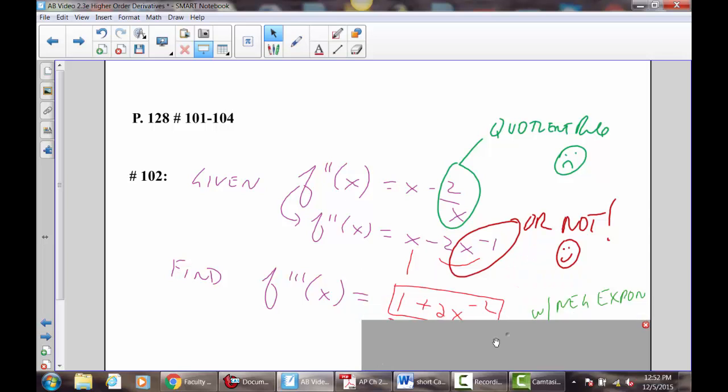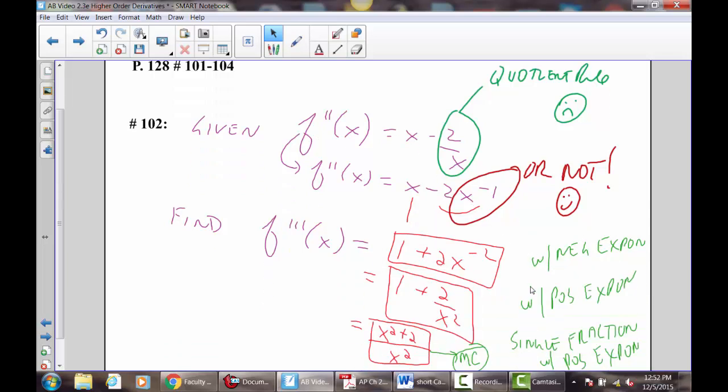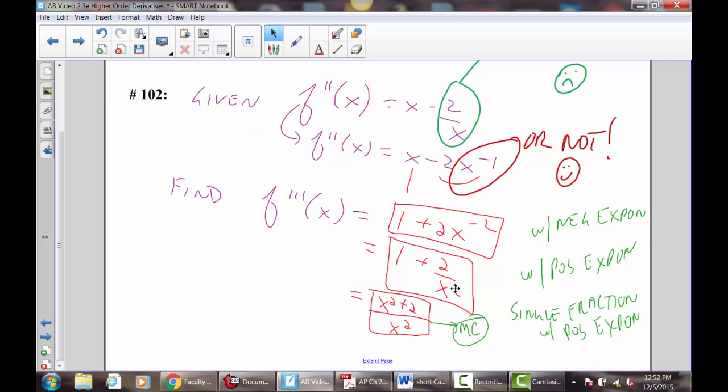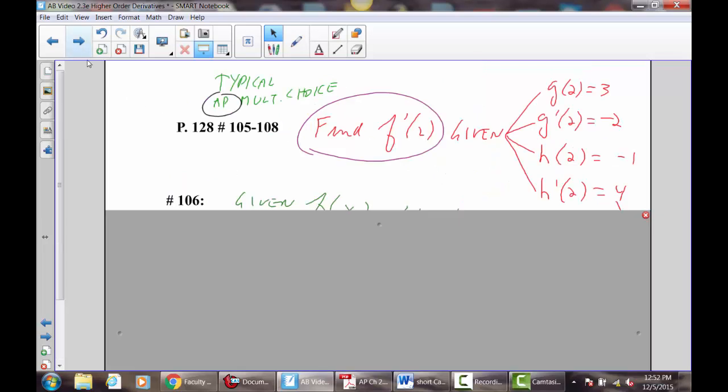And of course, the derivative is 1 plus 2 times x to the negative 2. That's the answer with a negative exponent. There it is with a positive exponent. And there it is as a single fraction with positive exponents. And that would probably be the multiple choice answer.